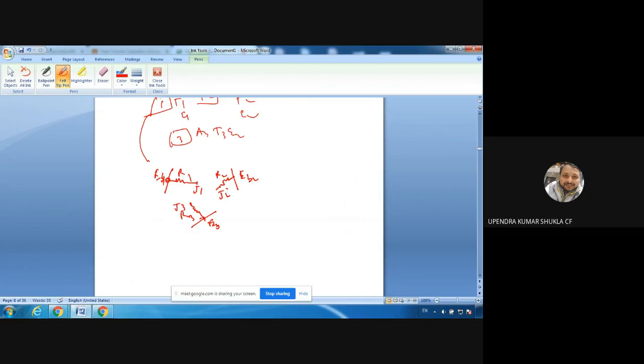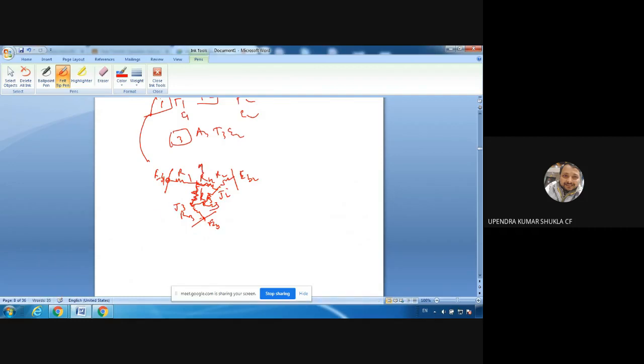Now we can connect J1 to J2 with the space resistance. So this is the space resistance, we can call it R12. And this will connect with the space resistance R13. And this will connect with the space resistance R23. So this is the circuit diagram, that's it.